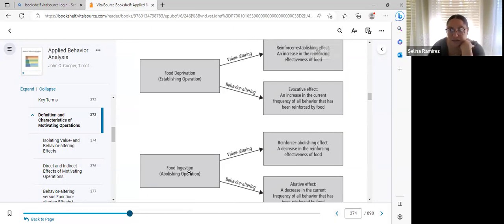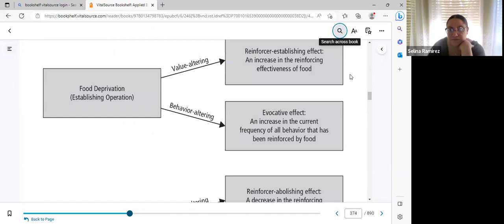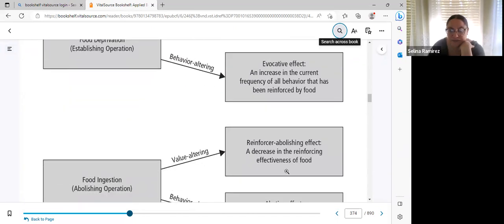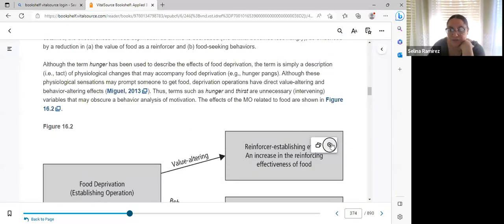Is there a way to zoom out? Oops. Oops, I just zoomed it more. Oops. I'm trying to zoom out and it's just zooming me in.